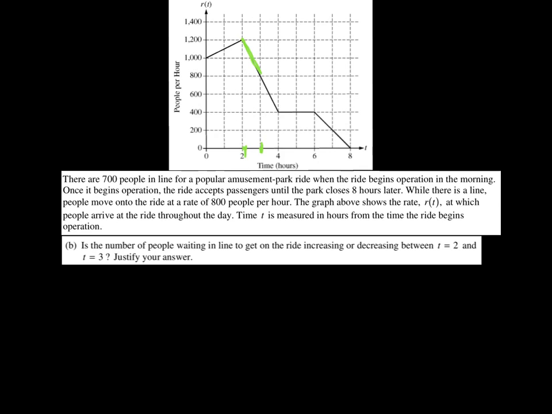Now, the question is, is the number of people waiting in line increasing or decreasing? Well, there are 2 different factors to keep in mind. There's one, which is what this graph shows, and that's your R of t. That's the rate that people are arriving at the ride. But if you read the question carefully, there's another rate that's in the problem. And that other rate is the rate at which they are getting onto the ride. Oops, I crossed that out, I didn't mean to.